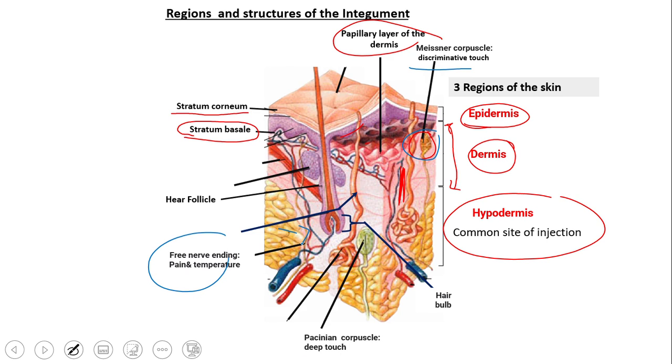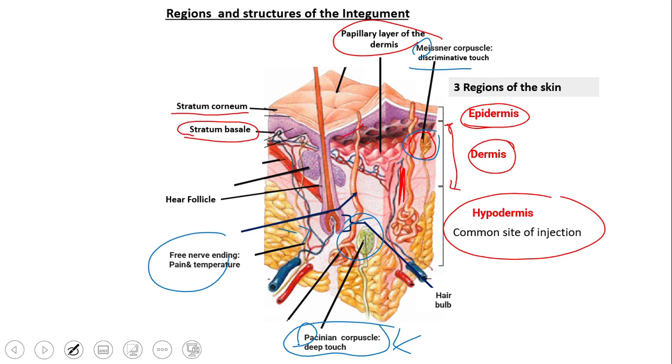And then deeper here in the reticular layer of the dermis, we have the Pacinian corpuscles. They are responsible for deep touch. Like if you put a strong vibrator on your skin, the Pacinian corpuscles are the ones to feel that. Remember, Meissner's begins with M, and Pacinian begins with P, so Meissner's are on top in the papillary layer of the dermis because M comes before P. Pacinian are found deeply in the reticular layer of the dermis.